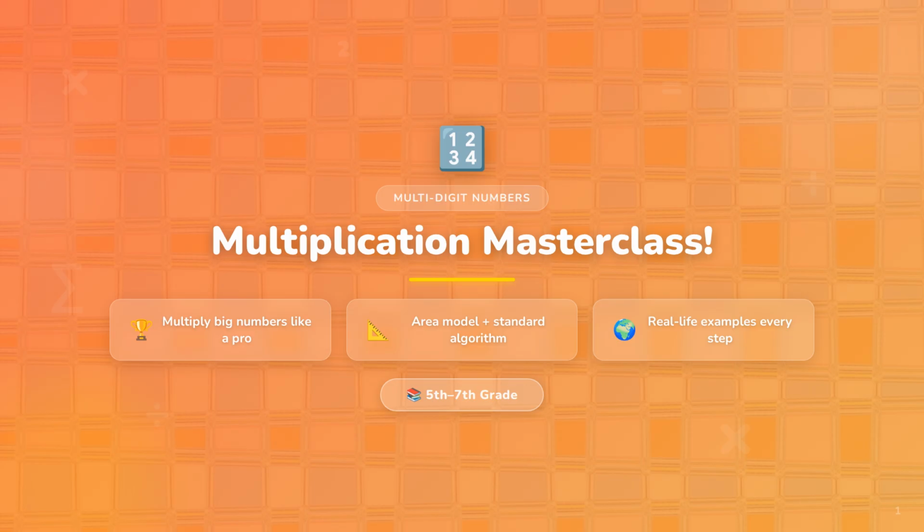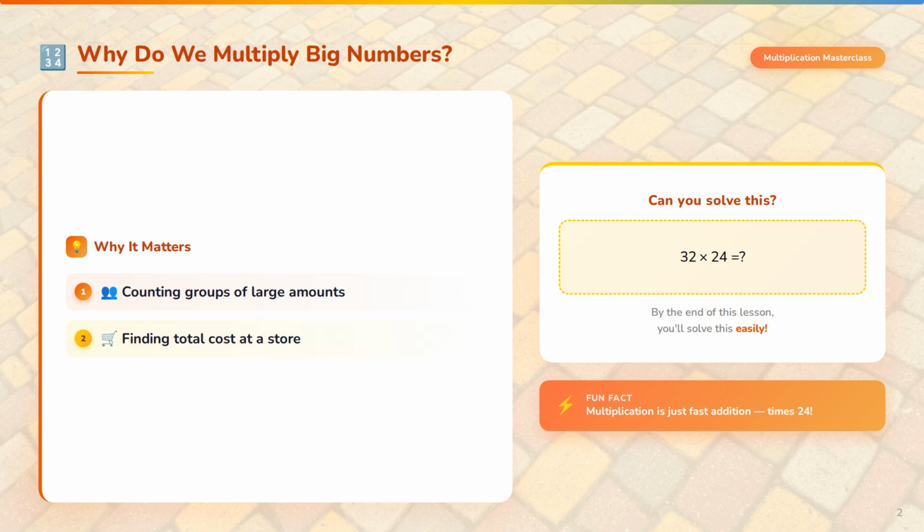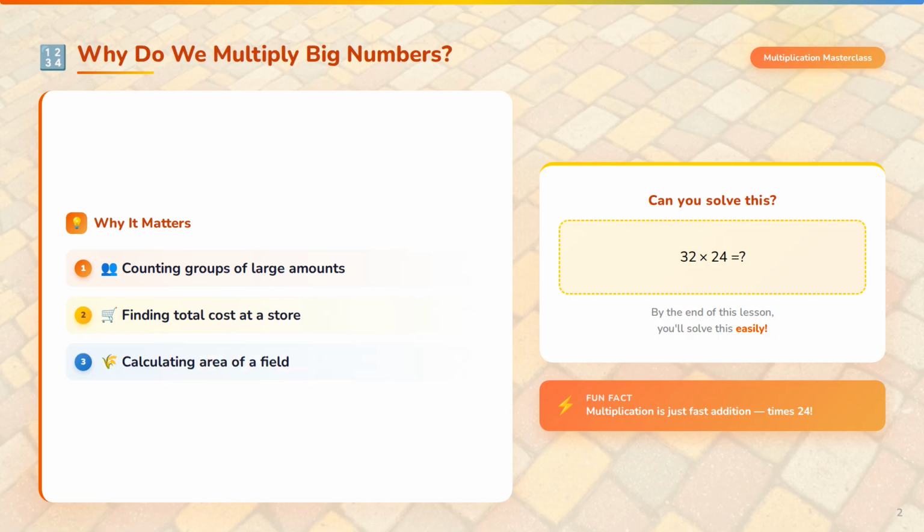Let's go. Before we dive in, let's talk about why we need to multiply big numbers. Imagine you're at the state fair and each ticket costs $24. If 32 people buy tickets, what's the total? Or picture a football field that is 120 yards long and 53 yards wide. How do you find the area?